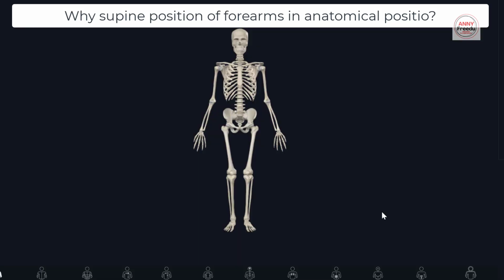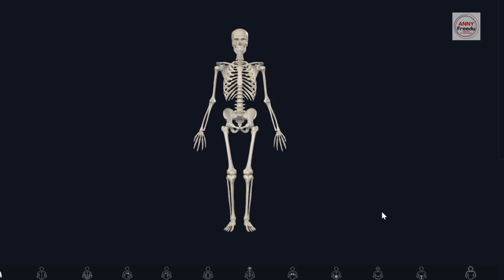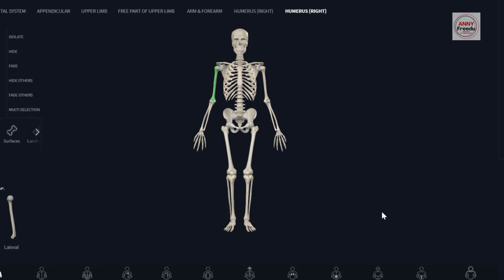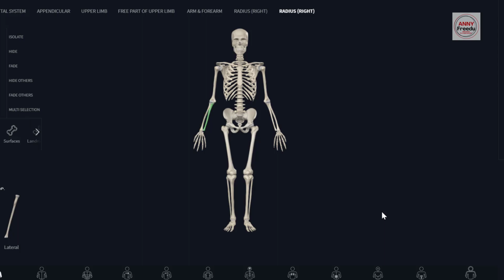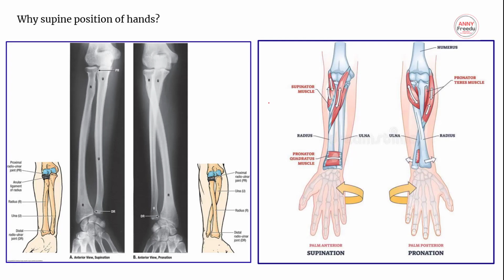Additional information that I want you to understand is that in the arm region, we have one singular bone we call humerus. In the forearm region, we have 2 bones, radius and ulna. This is an X-ray of a right upper limb. So this will be the arm, and these 2 bones are in the region of the forearm. Here we have radius and we have ulna.